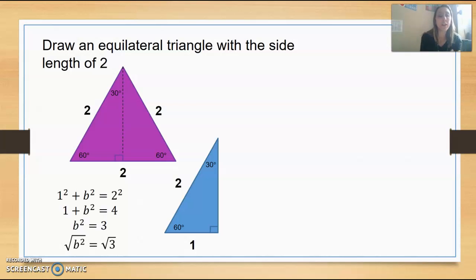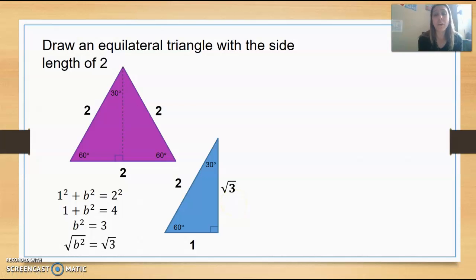So I'm going to do 1 squared plus b squared equals 2 squared. Now remember, whenever we're using the Pythagorean theorem, whatever the side length across or opposite of the right angle, that's what it needs to be equal to. So after solving for everything, I end up with the square root of 3.